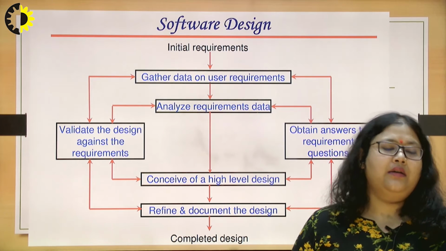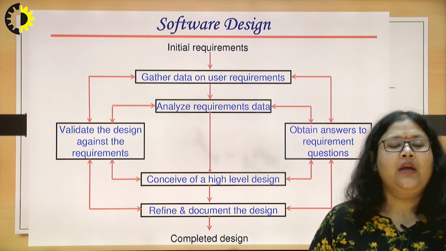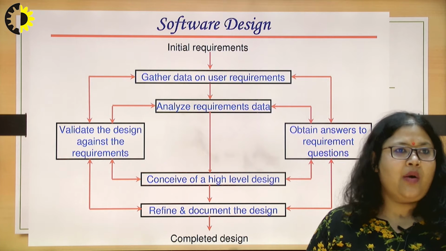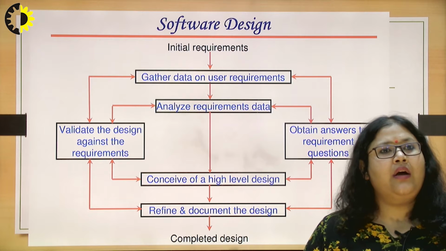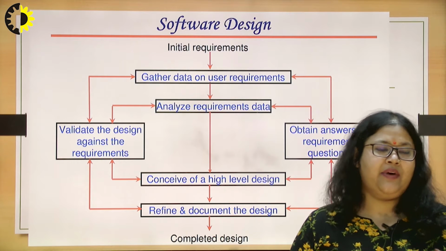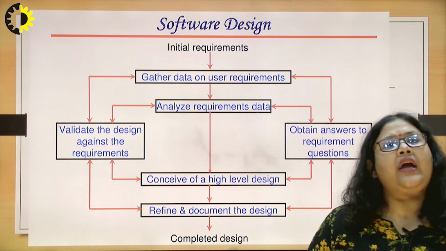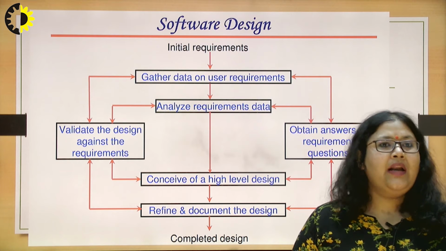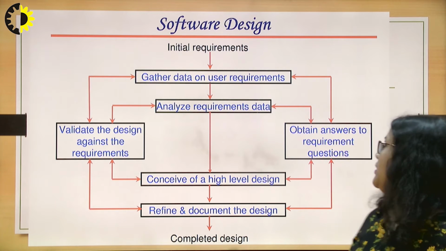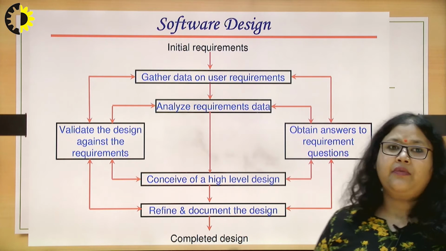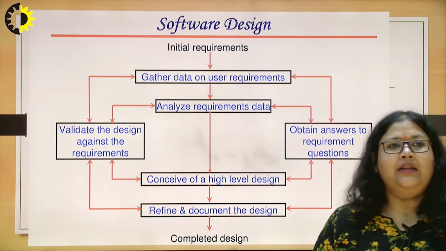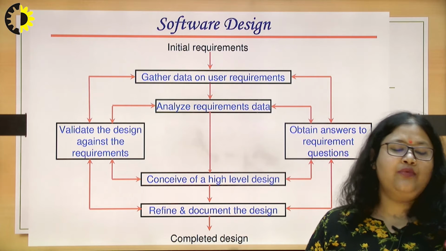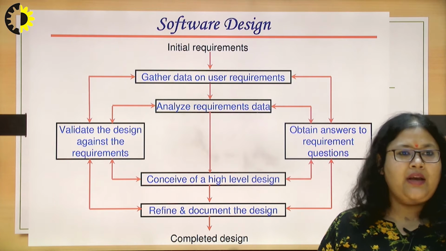This is the cycle of the software design. First, we have to initialize the requirements. Then, we have to gather all the data with respect to these requirements defined by the user. Then, we have to analyze the requirements, find out a number of solutions, and obtain answers to refine requirement questions. So, these are the basic statements that we use in the requirement analysis phase.